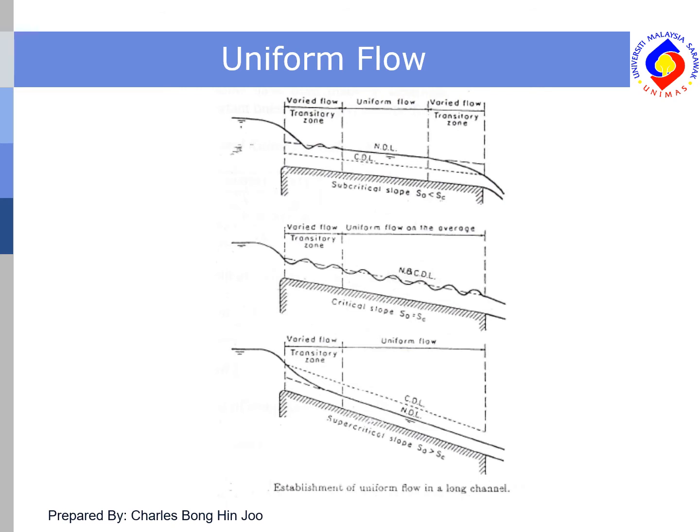In the middle figure, the establishment of the uniform flow under the critical slope condition, the normal depth line coincides with the critical depth line and also with the flow depth. While for the last figure at the bottom, under the condition of supercritical slope, the critical depth line is higher than the normal depth line, which coincides with the flow depth.